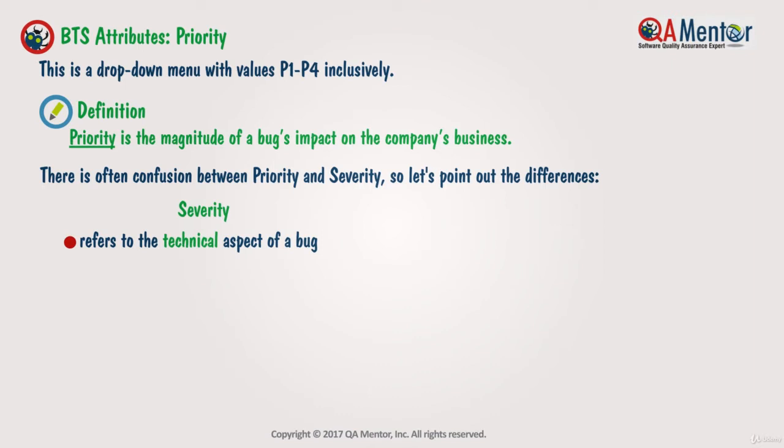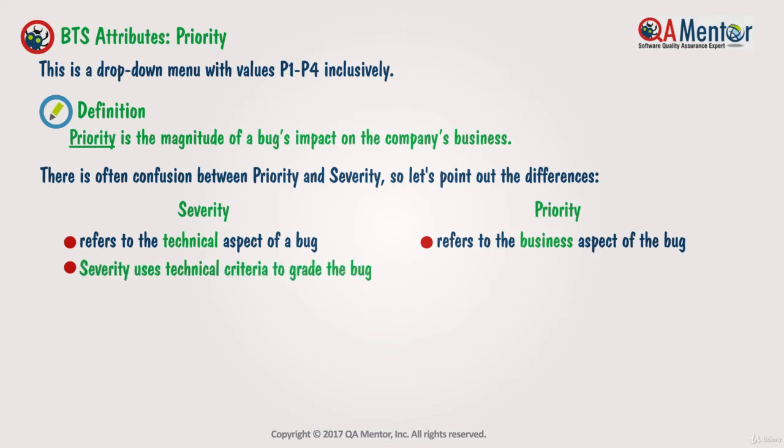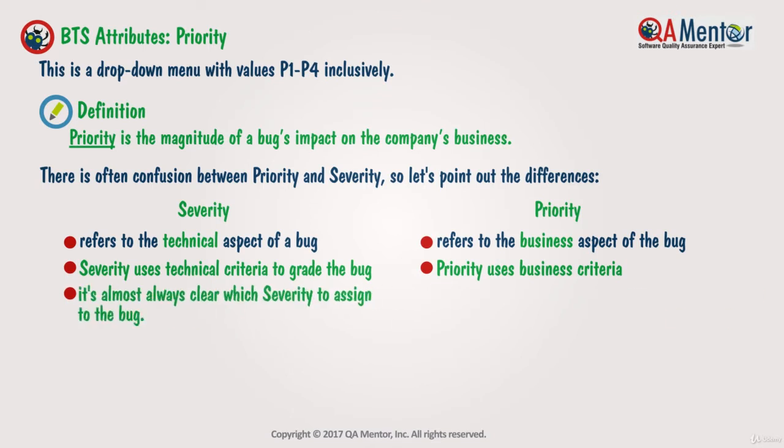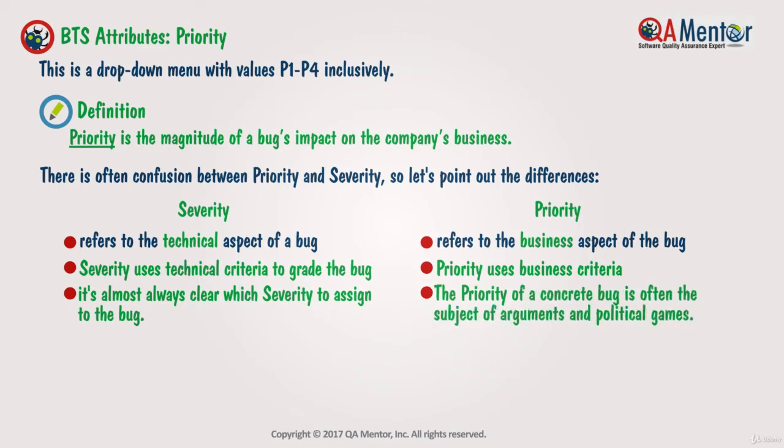Severity refers to the technical aspect of a bug. Priority refers to the business aspect of the bug. In other words, severity uses technical criteria to grade the bug, while priority uses business criteria. That's why it's almost always clear which severity to assign to the bug, while the priority of a concrete bug is often the subject of arguments and political games.